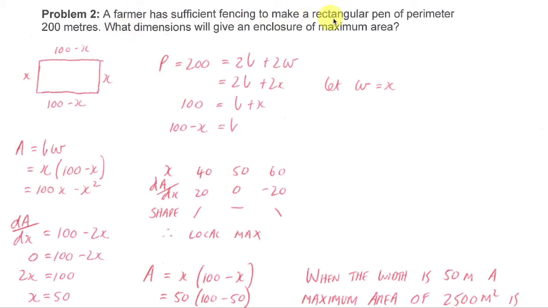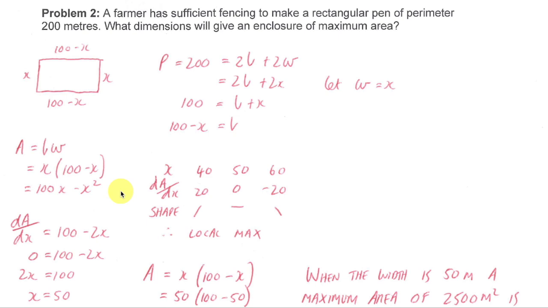Now remember, the objective here is to find the maximum area. So I can come up with an area rule. So area equals length times width. The width is the x and the length is 100 minus x. And then if I expand that out, I'll get that the area is equal to 100x minus x squared. Notice that we have an area function with only one variable, that variable being x.